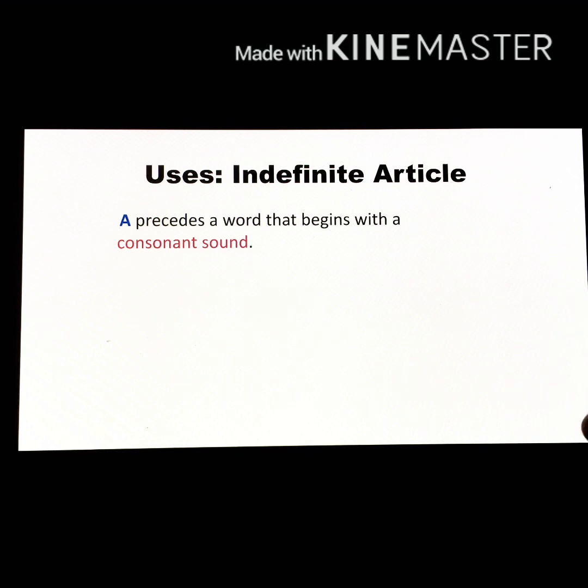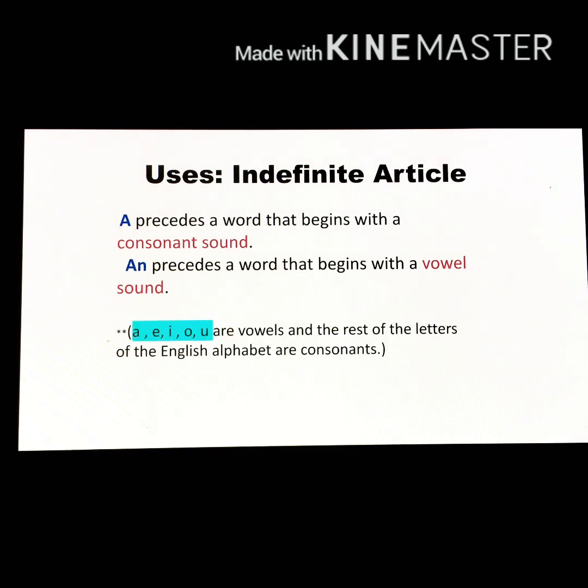Indefinite article. A and an are indefinite articles. A precedes a word that begins with a consonant sound, and an precedes a word that begins with a vowel sound. So what are vowels? A, E, I, O, U. These 5 letters are vowels, and the rest of the letters of the English alphabet are consonants.